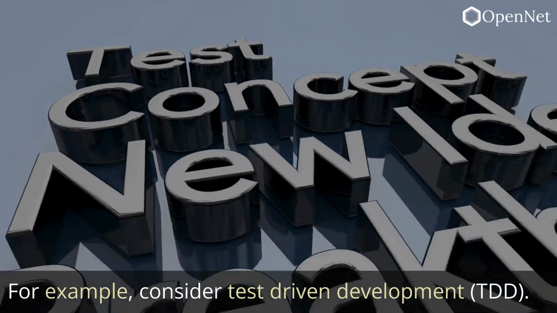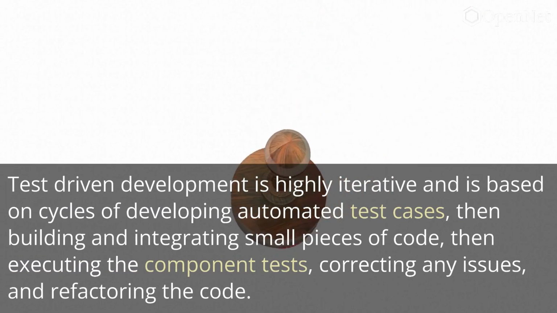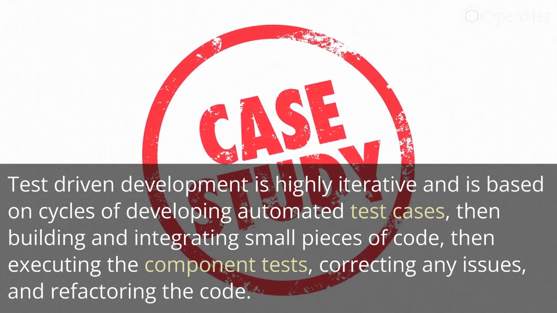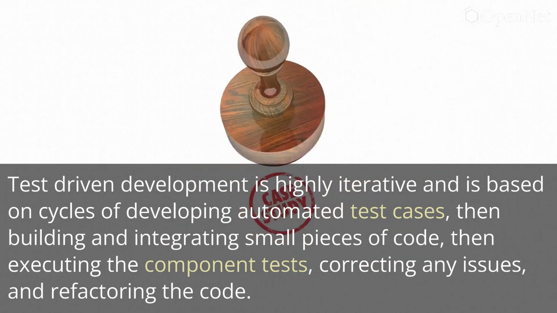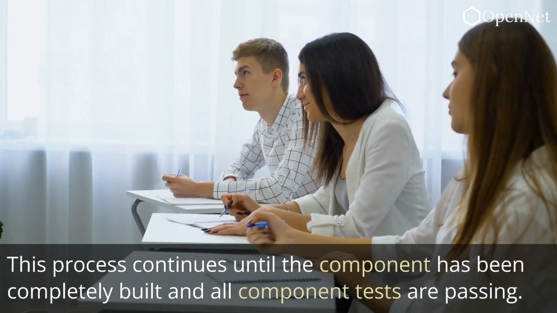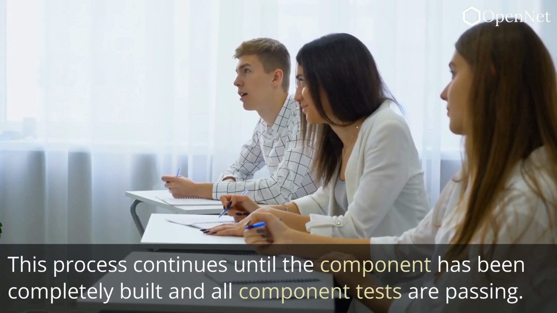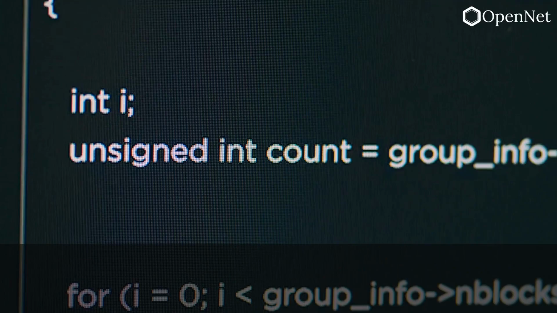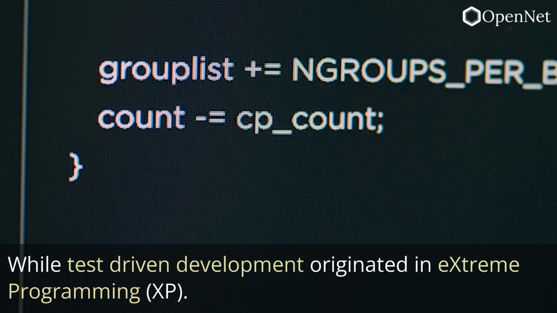For example, consider test-driven development, TDD. Test-driven development is highly iterative and is based on cycles of developing automated test cases, then building and integrating small pieces of code, then executing the component tests, correcting any issues, and refactoring the code. This process continues until the component has been completely built and all component tests are passing. Test-driven development is an example of a test-first approach. While test-driven development originated in extreme programming, XP.